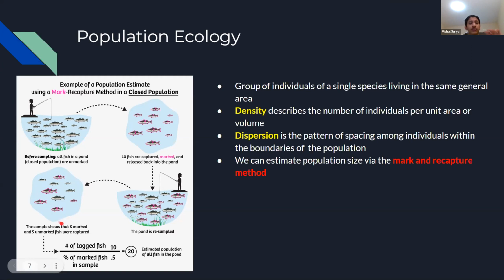For example, let's say we have 5 marked fish and 5 unmarked fish that are captured. That means roughly 50% of the population would be marked and 50% of the population would be unmarked. But knowing that 10 fish are already captured, we see 10 fish is 50% of the population, meaning there's roughly 20 fish in the pond.